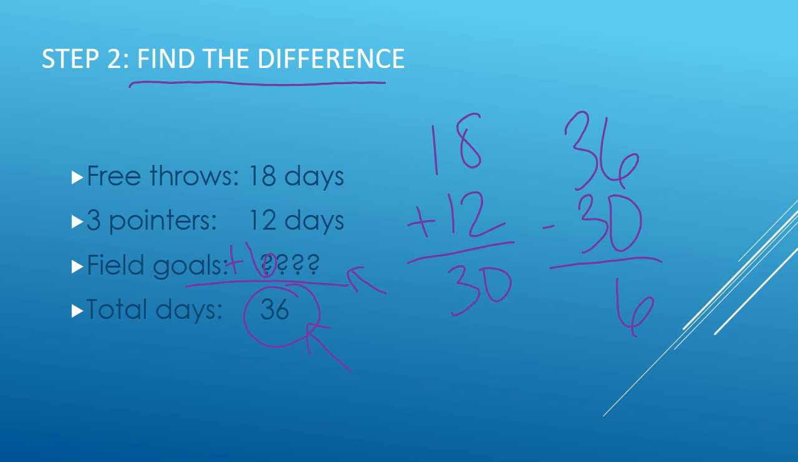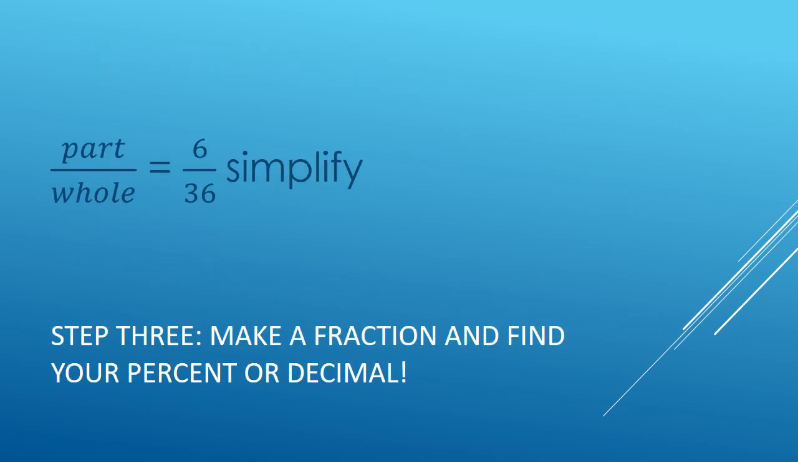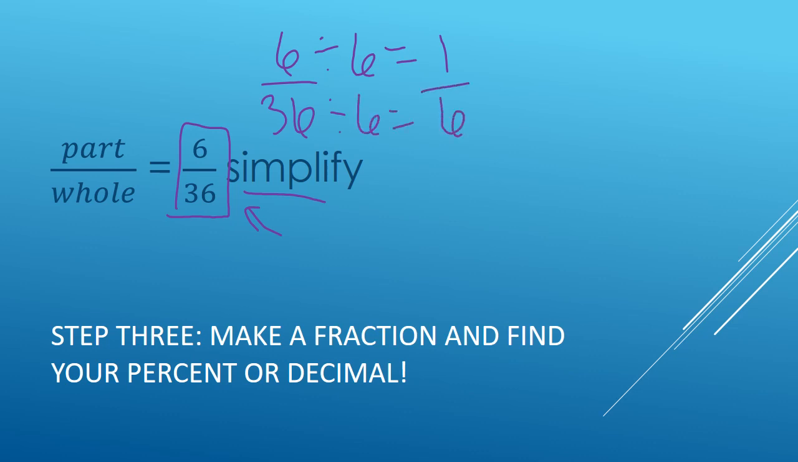This part you guys are really good at. Now that we found our part and we know our whole, just simply make a fraction and look at the denominator. If the denominator cannot be converted to a perfect 100, first simplify before you do top dog in the house. So 6 divided by 36. Both numbers are divisible by 6, so 6 divided by 6 is 1, and 36 divided by 6 is 6, so I have 1/6. Now let's do top dog in the house. So 1 divided by 6. 6 goes into 1 0 times. Add my decimal point behind the 0, add a 0 behind the 1.